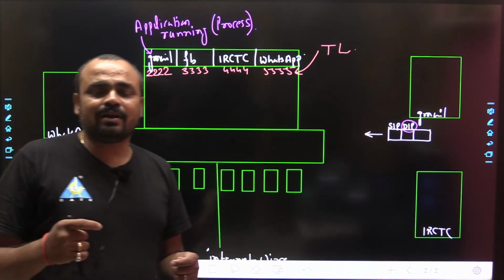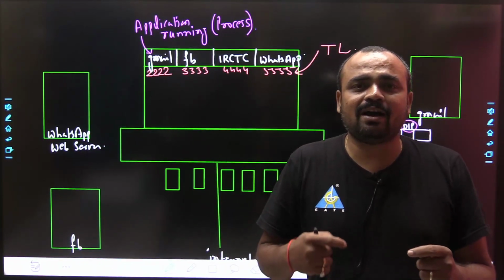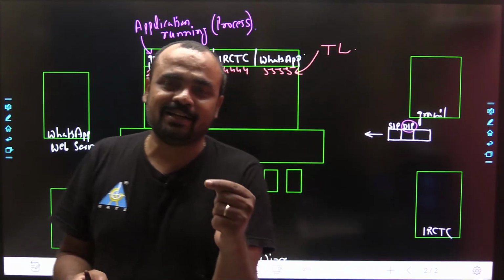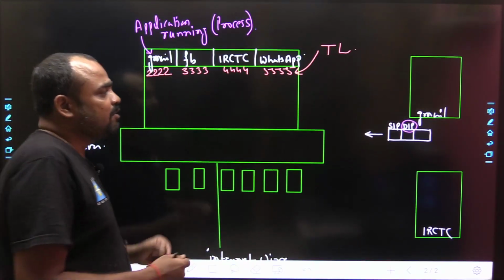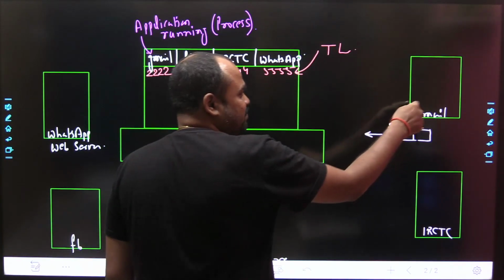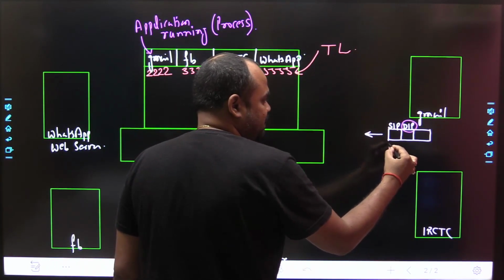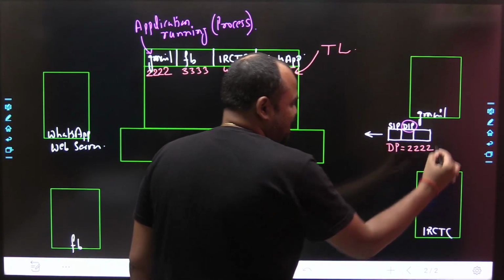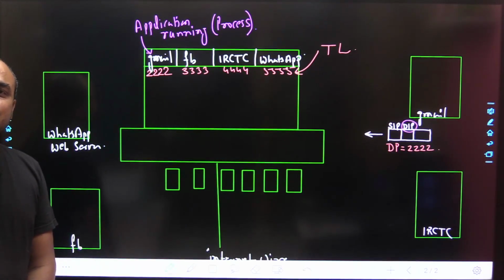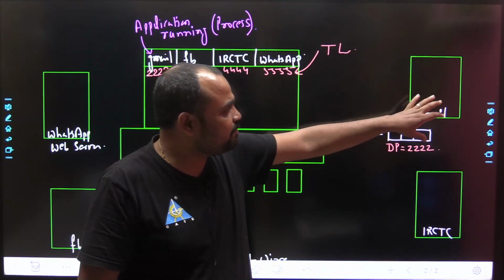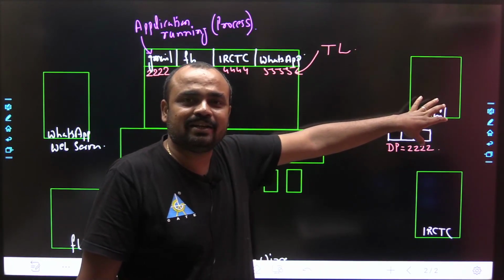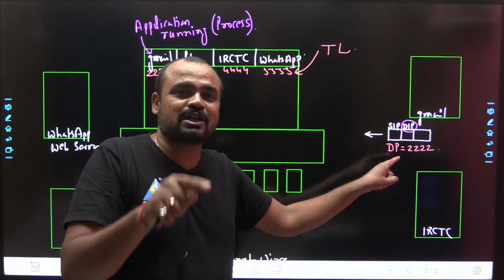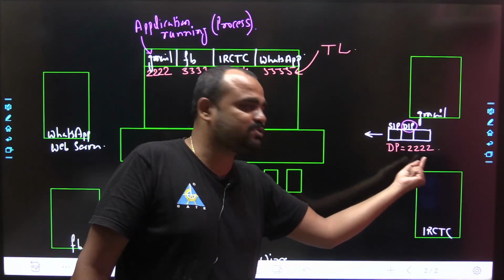So once you open an application process and assign it a unique ID, whenever the reply packet comes from the Gmail server, in the destination port, what will it put? 2222. Are you getting my point or not? So whenever the reply packet comes from the final source point, inside the destination port, which is implemented at the transport layer, it is going to put this one.